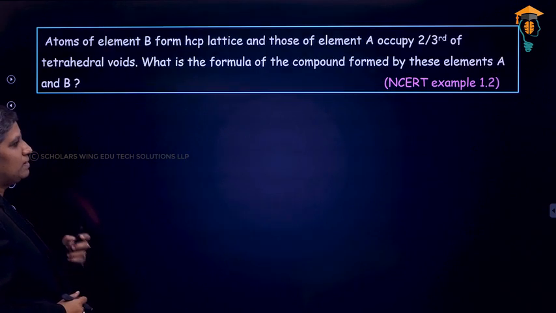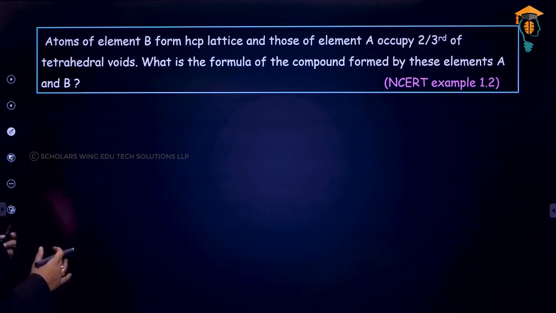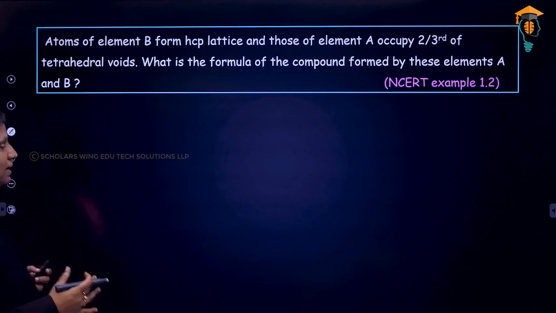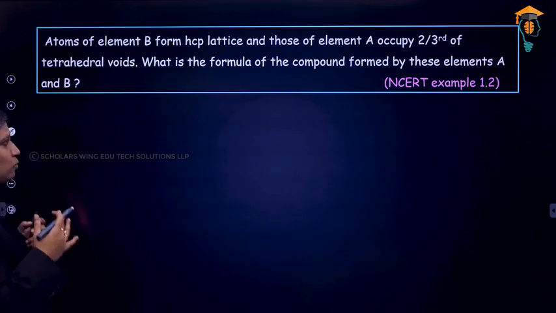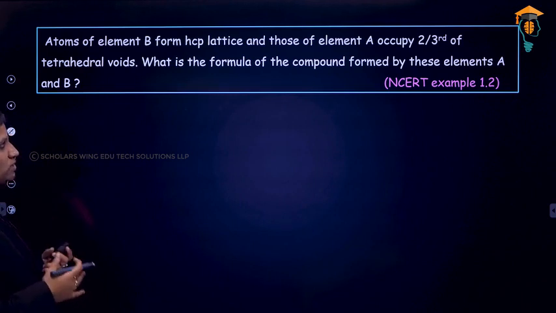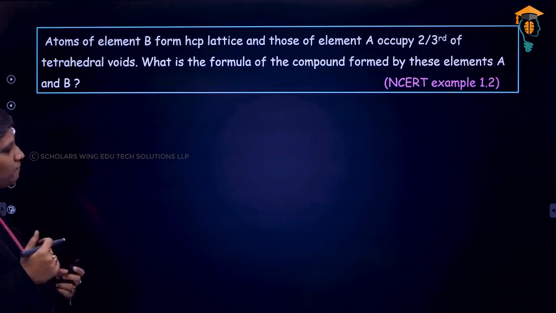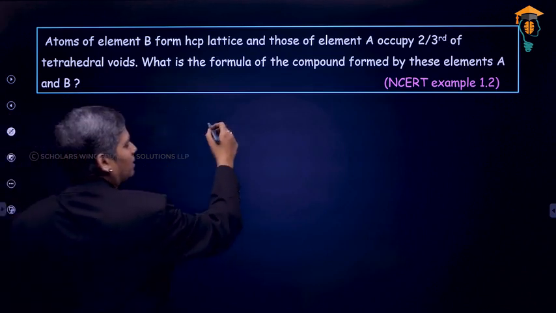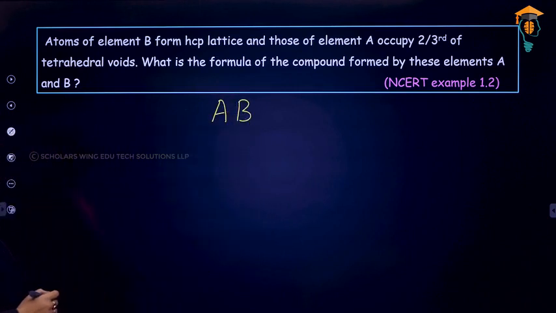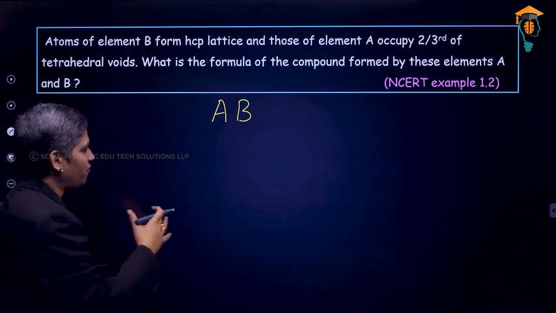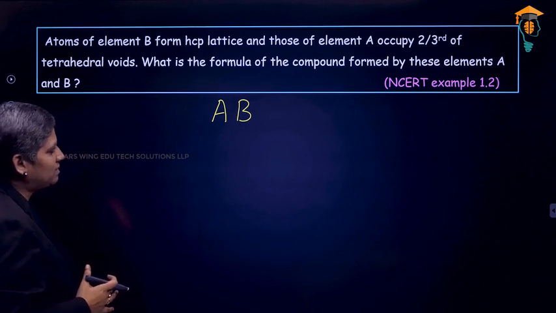Yes. This is taken up from NCERT example 1.2. And look at the question. Atoms of element B form HCP lattice, and those of element A occupy 2/3 of tetrahedral voids. The question once again is, what is the formula of the compound formed by these elements A and B? Okay, so the compound is formed of two elements A and B, isn't it? And once again, let us calculate the number of atoms of A and the number of atoms of B and find out the simple ratio that exists between them.